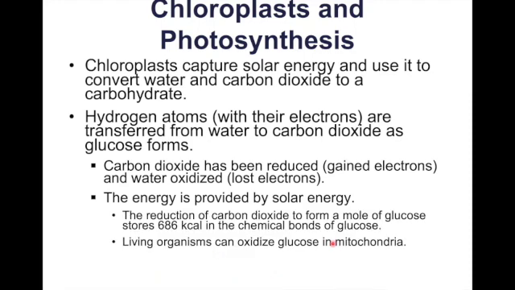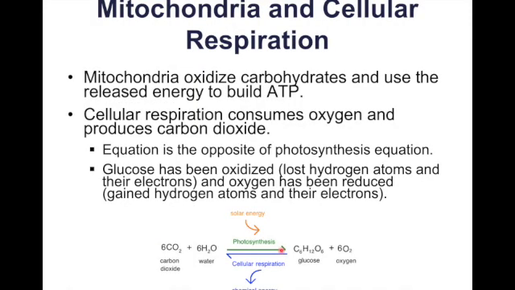Just kind of a cool fact, if you do this reaction with 1 mole of glucose, this gets us 686 kilocalories. So this is actually what we call a calorie, a kilocalorie. So that's how much energy we get from glucose. And then living organisms can oxidize the glucose in the mitochondria. So the flip side of that, the mitochondria oxidize that carbohydrate and use that released energy to build the ATP. So in cellular respiration, we consume oxygen and we produce carbon dioxide. So it's the exact opposite of photosynthesis.